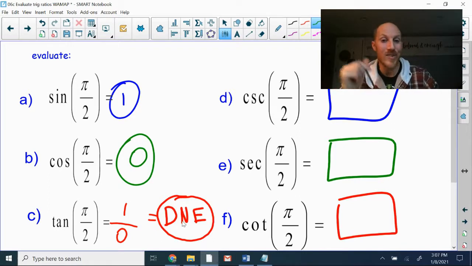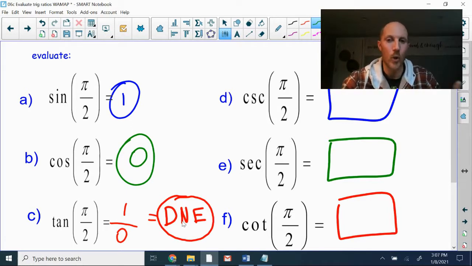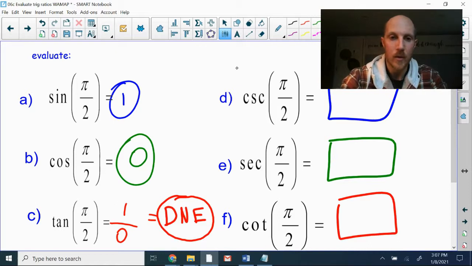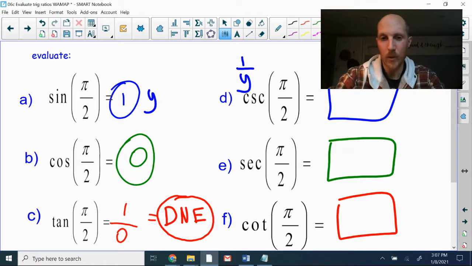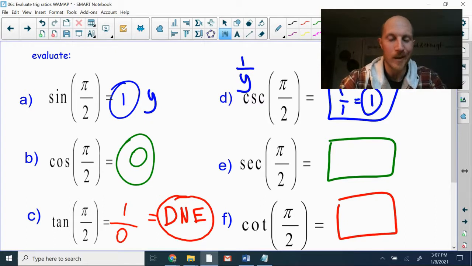When we do the reciprocal trig functions at this quadrantal angle, we're going to get those same answers, but in a different arrangement. Cosecant is the reciprocal of the y-coordinate. We already had the y-coordinate from sine, which was 1. The reciprocal of that would be 1 divided by 1, which gives us a final answer of 1. So there's no change there. Secant is the reciprocal of the x-coordinate.